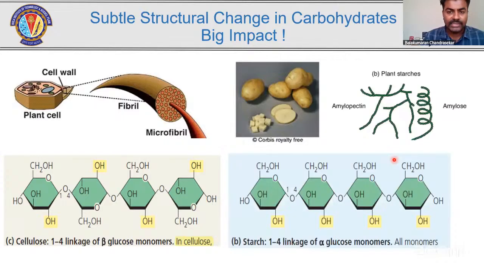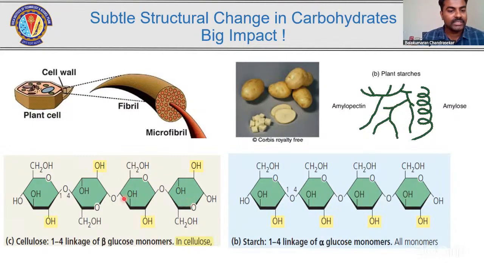In contrast, you see another polysaccharide over here, and this particular polysaccharide is starch. Again, it is composed of glucose, and again they are combined in the form of 1,4 position, but not in the beta form, but now in the alpha form. There is a subtle change in the configuration. A subtle change in the configuration is going to create a huge difference in their function.